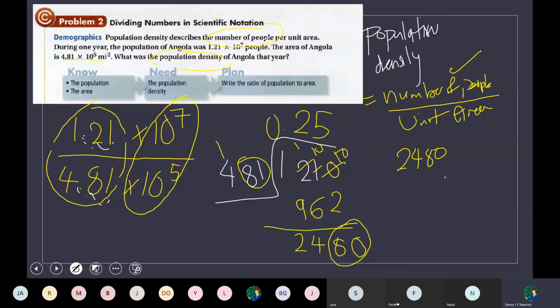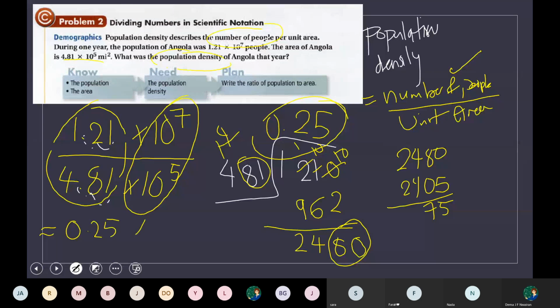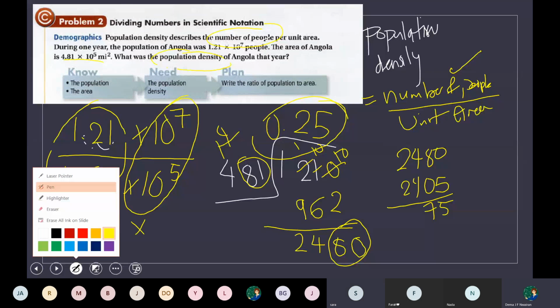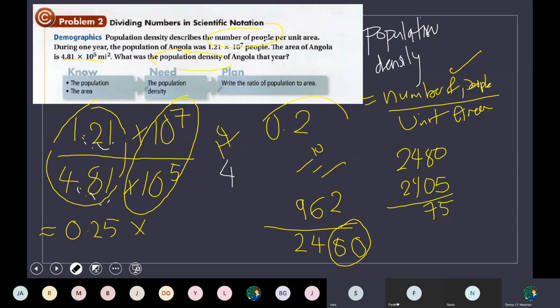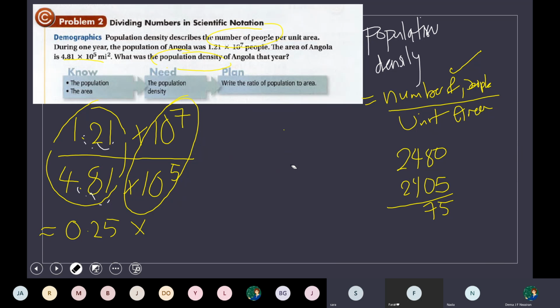Try 5 now. 5 times 1, I will continue here, okay? 5 times 1 is 5. 5 times 8 is 40. 4, and 0. 5 times 4 is 24. So the remainder now is 75. So, okay, approximately it is 0.25 times 10 to the power of 2.